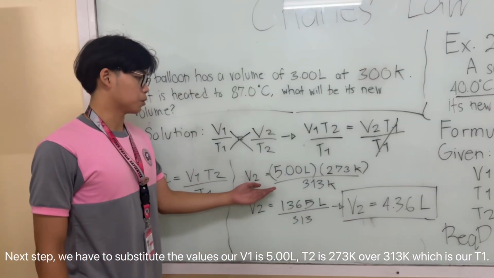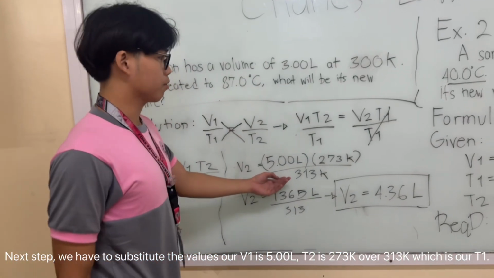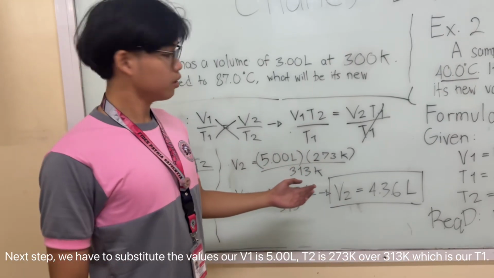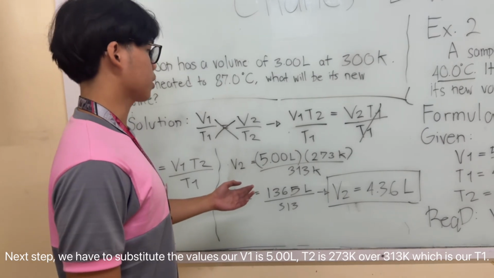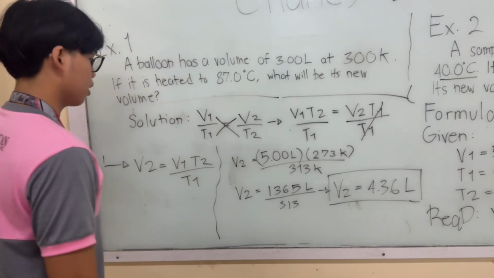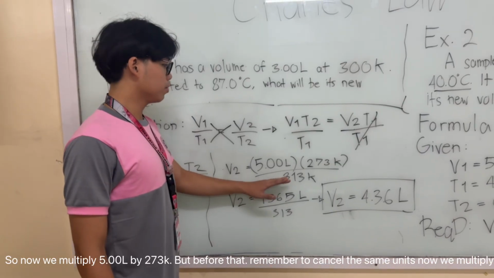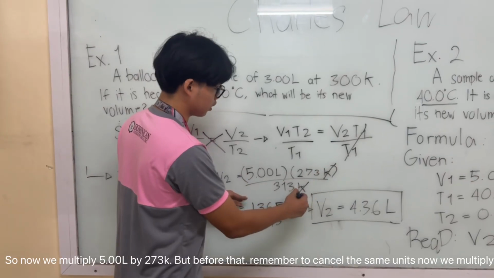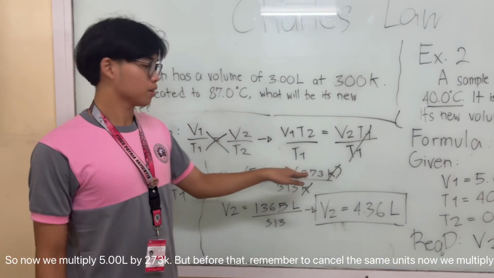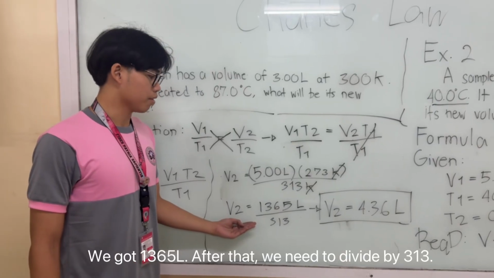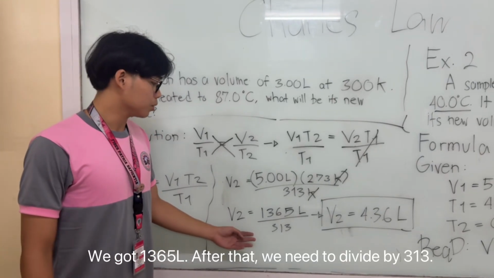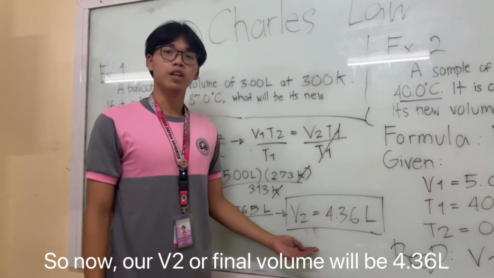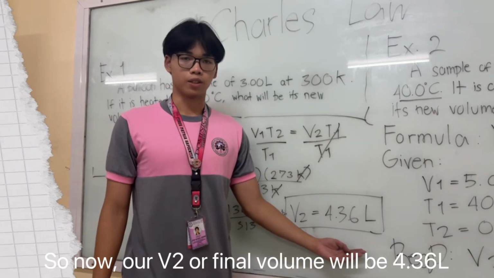Next step, we need to substitute the values. Our V1 is 5 liters, T2 is 273 Kelvin over 313 Kelvin, which is our T1. But before that, remember to cancel the similar units. Now we multiply. We get 1,365 liters. After that, we need to divide it by 313. So now our V2, our final volume, will be 4.36 liters.